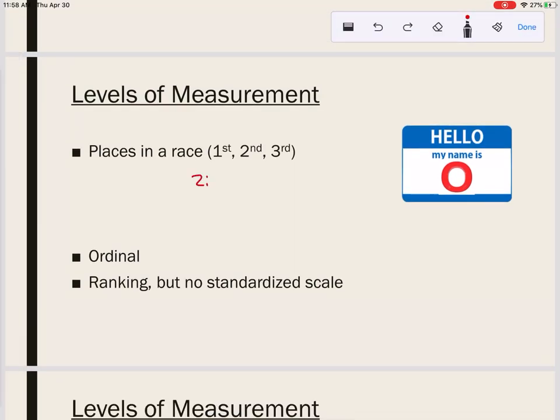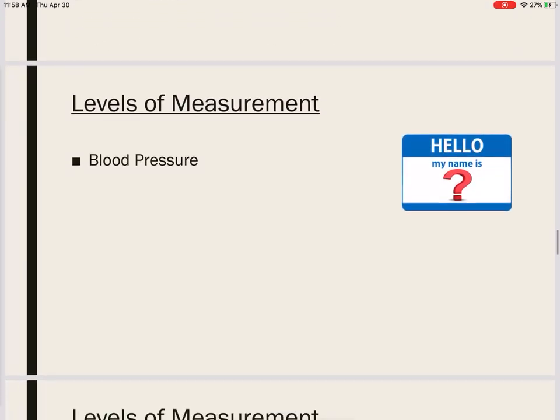Places in a race are ordinal because there is a ranking, but there's no standardized scale. Someone may finish in first with a marathon time of 2 hours and 10 minutes. That'd be really fast. I'm dreaming if I could do that. Second place, someone finishes right behind on their heels, 2:12. But then third place doesn't finish until 2 hours and 30 minutes. So there is ranking, but there's not a standardized scale. The difference between each finisher is not the same. So that would be ordinal. If the differences between each finisher was the same, it of course would be interval.